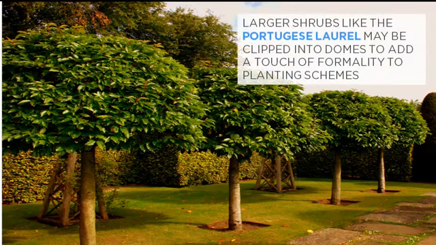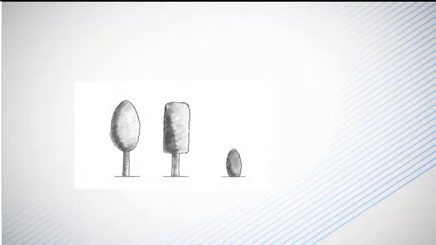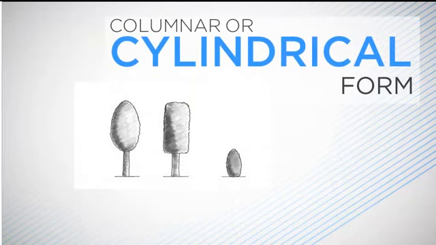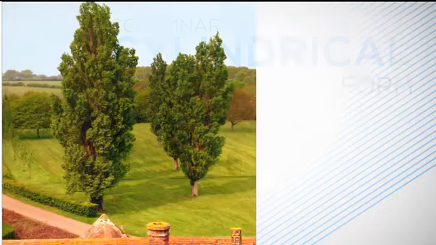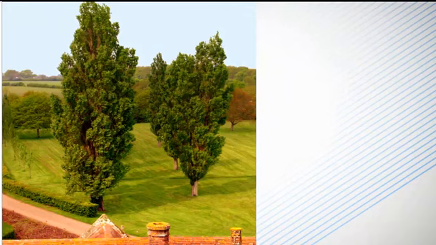Larger shrubs such as the Portuguese laurel may be clipped into domes, adding a touch of formality to a planting scheme. Columnar or cylindrical forms are found in trees and shrubs that have a fastigiate habit, when all the branches ascend and make the shape of an exclamation mark.